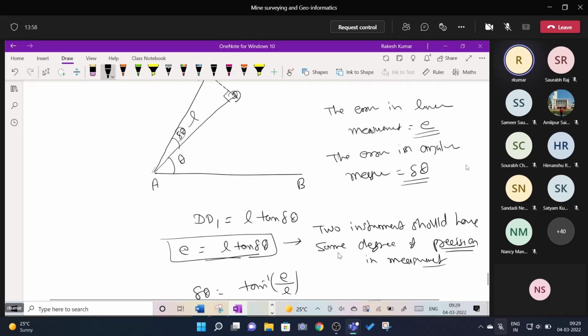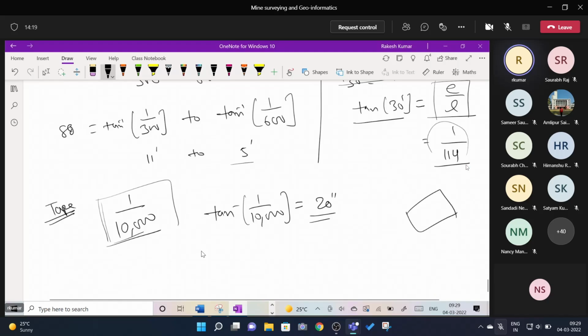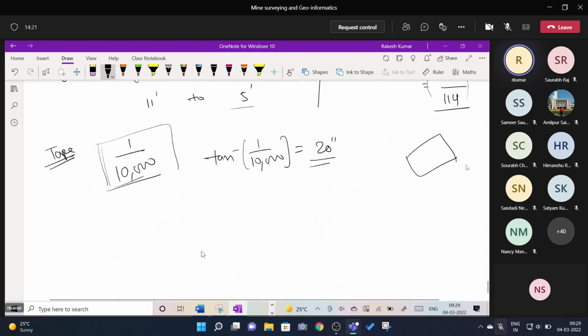If you're doing the two measurements, the error in the angular measurement as well as the error in the linear measurement should be equal. This is called the compatibility. We are discussing the compatibility of instruments. Have you got my point?